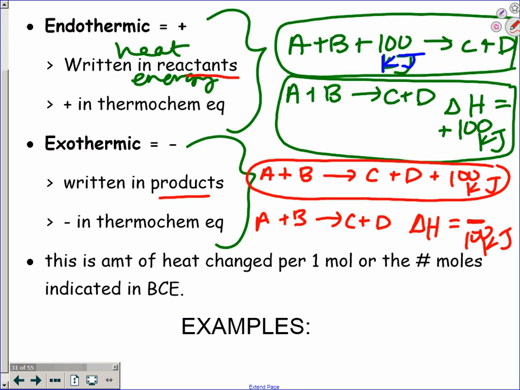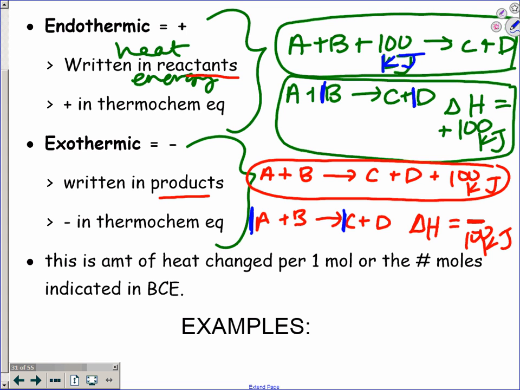Okay, so the last piece of this is our relationship to the amount of stuff utilized in these reactions to make it endothermic or exothermic. So the amount of stuff means the moles. So what we have here is a balanced chemical equation. For every 1 mole of A, it releases 100 kilojoules of energy. For every 1 mole of C produced, it releases 100 kilojoules of energy, and vice versa. For every 1 mole of B, it consumes or utilizes 100 kilojoules of energy. For every 1 mole of D produced, it consumes 100 kilojoules of energy.